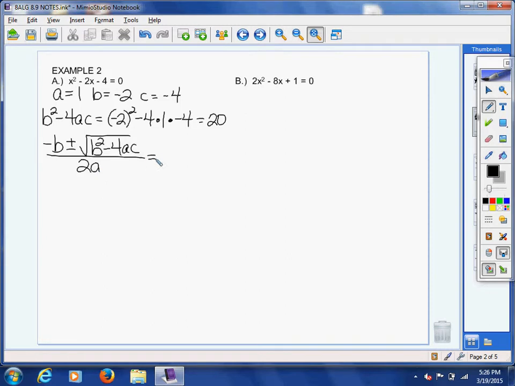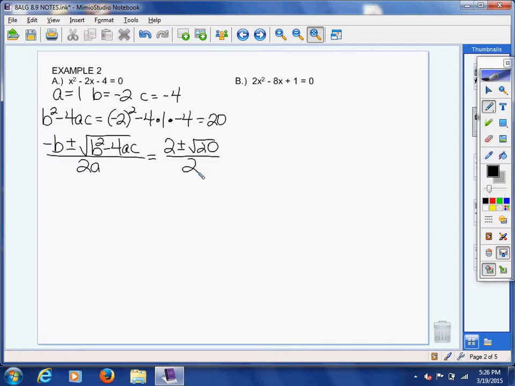So the first thing we need to do is find the opposite of b. Well, b is -2, so I need the opposite of -2. That's +2, plus or minus. And then we already know what the discriminant is. That's 20 goes under the square root sign, and then we got to do 2a, 2 times 1, which is 2. Okay? Now you probably noticed that 20 is not a perfect square.